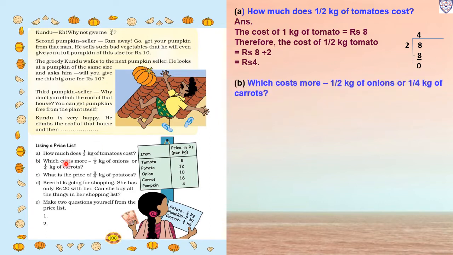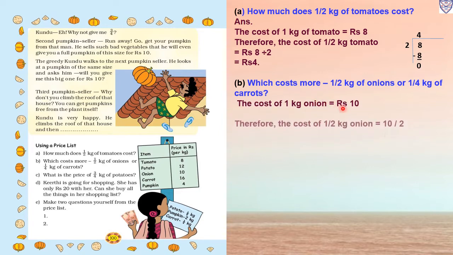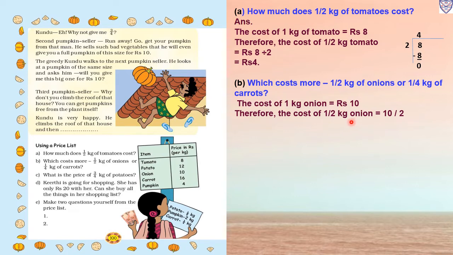Now second question, which costs more, half kg of onion or half kg of carrots? Here 1 kg of onion is rupees 10 and 1 kg of carrot is rupees 16. Now we have to find out which one is more. The cost of 1 kg onion is rupees 10, so for half kg of onion we divide 10 by 2. In the 2 table, 2 5s are 10. So the half kg of onion is rupees 5.